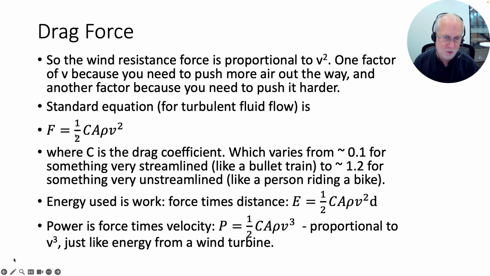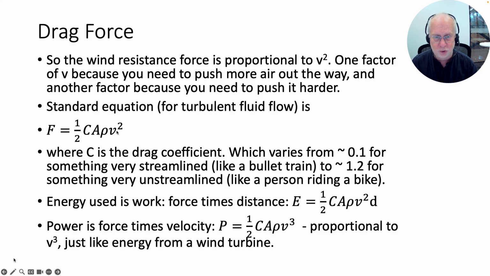For historical reasons this is given a half. So we've got what's called the drag coefficient, which varies from something like 0.1 for something very streamlined like a bullet train. It's typically about 0.3 for most cars, up to about 1.2 for something very unstreamlined like a person riding a bicycle. So that's the force caused by drag. Technically this v depends on the relative speed of you and the wind. So if there's a headwind, v becomes bigger by that. If the wind's coming from behind you, it becomes less. But for the moment, let's assume a stationary air you're going through.